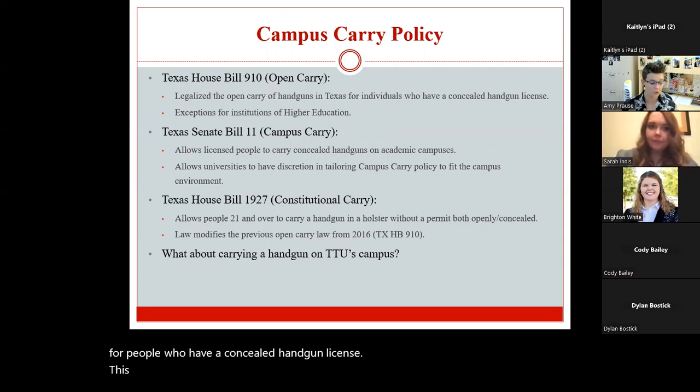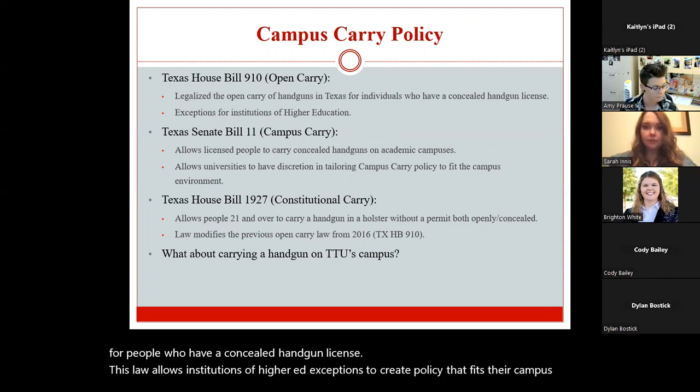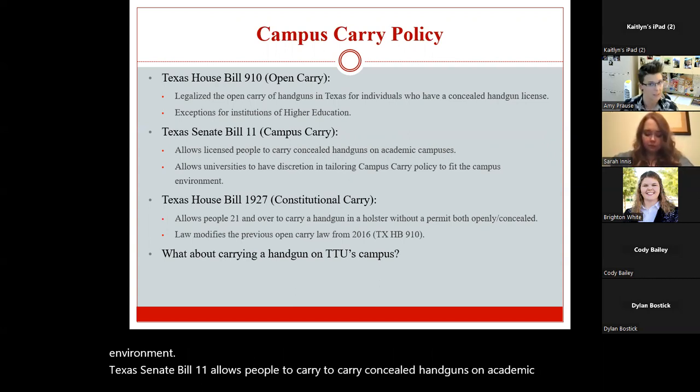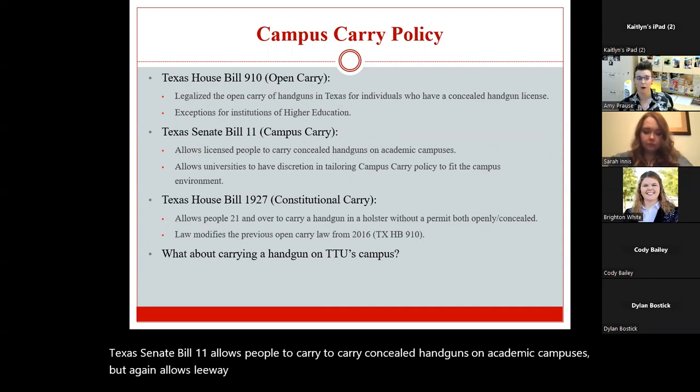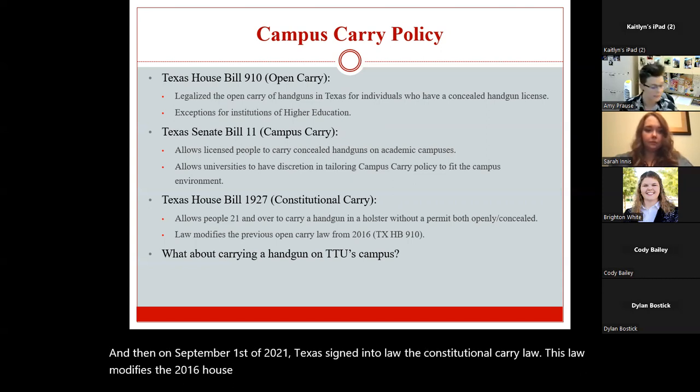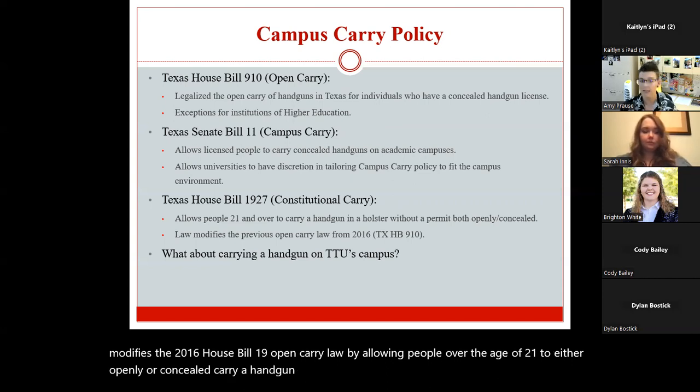This law allows institutions of higher ed exceptions to create policy that fits their campus environment. Texas Senate Bill 11 allows people to carry concealed handguns on academic campuses, but again, allows leeway to adapt the law to the environment of our campus. And then on September 1st of 2021, Texas signed into law the constitutional carry law. This law modifies the 2016 House Bill 910 open carry law by allowing people over the age of 21 to either openly or conceal carry a handgun in a holster without any permit to carry.